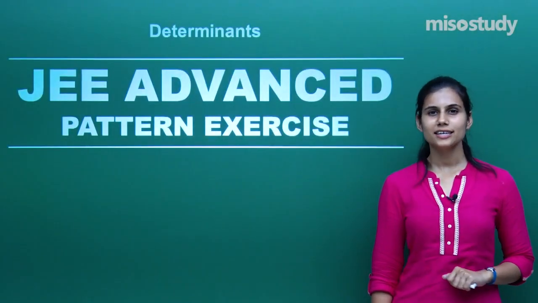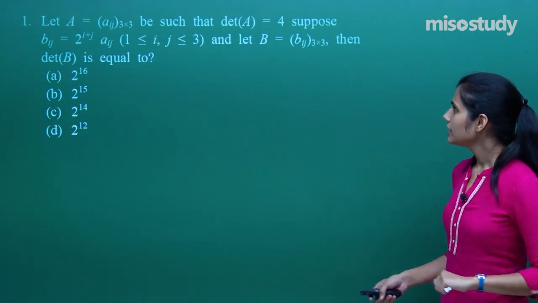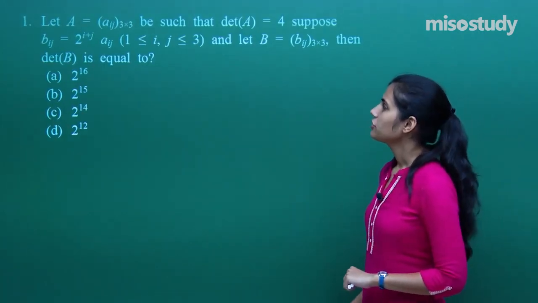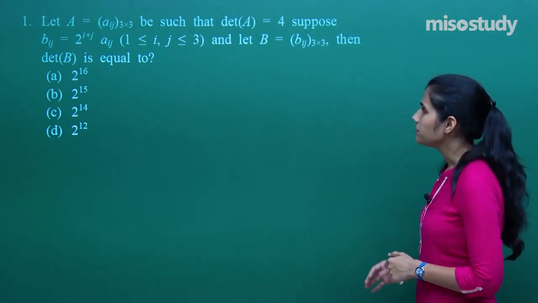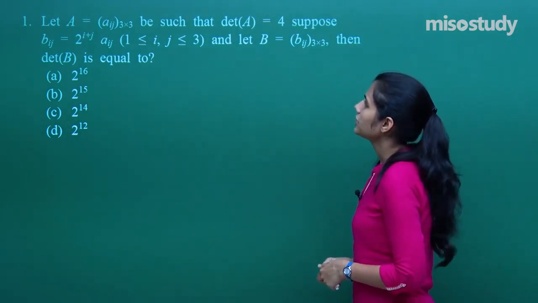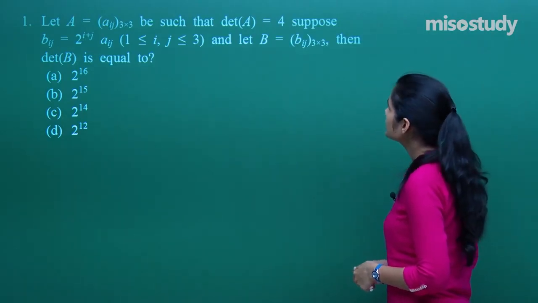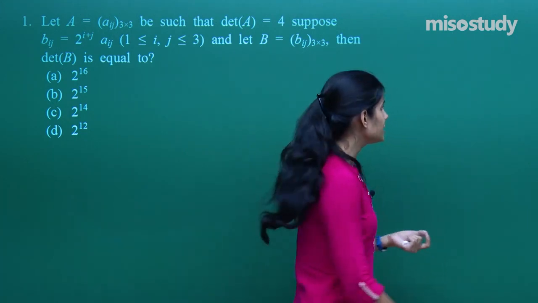Okay friends, let's discuss the JEE Advanced pattern questions for determinants. Let A be a 3 cross 3 matrix such that determinant of A is 4. Suppose Bij is 2^(i+j) aij, where i and j vary from 1 to 3, and B is this. Then determinant of B is equal to what?